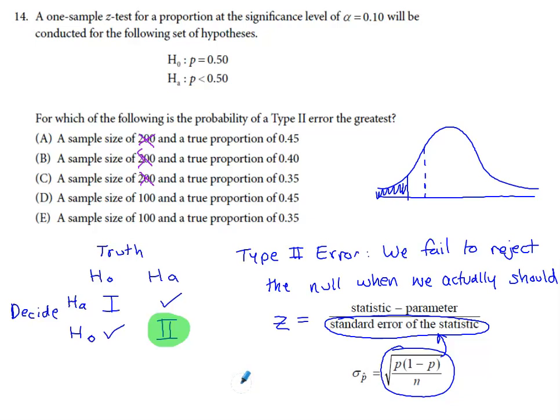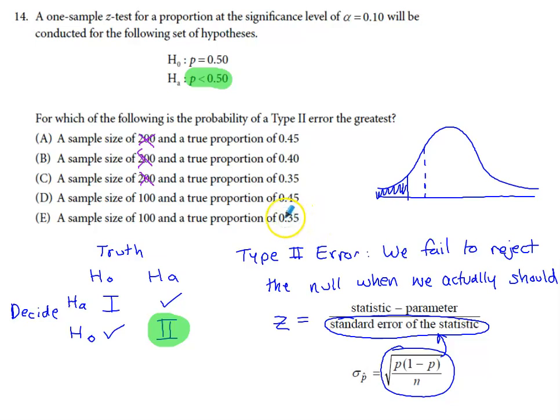Let's think about this. Type 2 error once again. The truth is that the alternative is true. So the truth is this. The proportion is actually less than 0.5. But we decide that we don't have evidence that allows us to reject the null. We decide that the null cannot be rejected. Which of these proportions, being the true proportion, makes it more likely that we're going to get a small enough area for our left-hand tail that we're going to fail to reject the null?